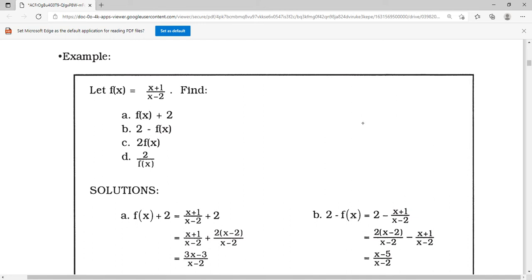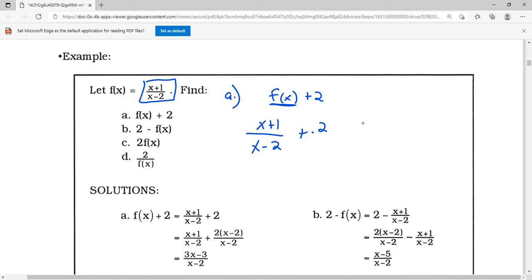So here's our f of x. It's x plus 1 over x minus 2. For a, we have to find f of x plus 2. So all we have to do is replace our f of x with what it tells us f of x is. So that would be x plus 1 over x minus 2, and then we're adding 2.